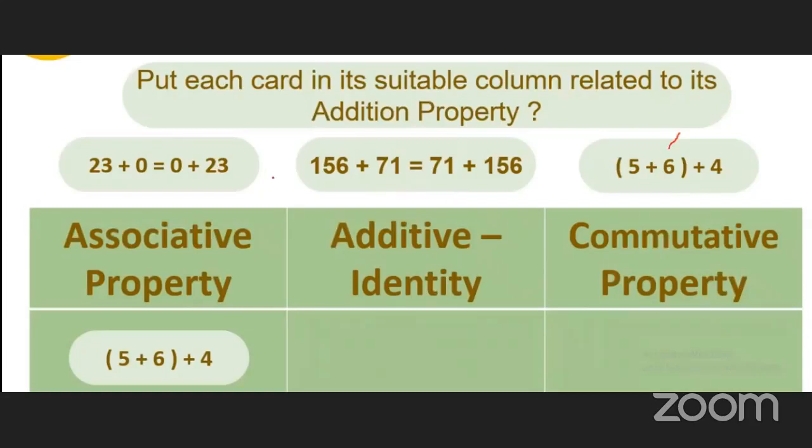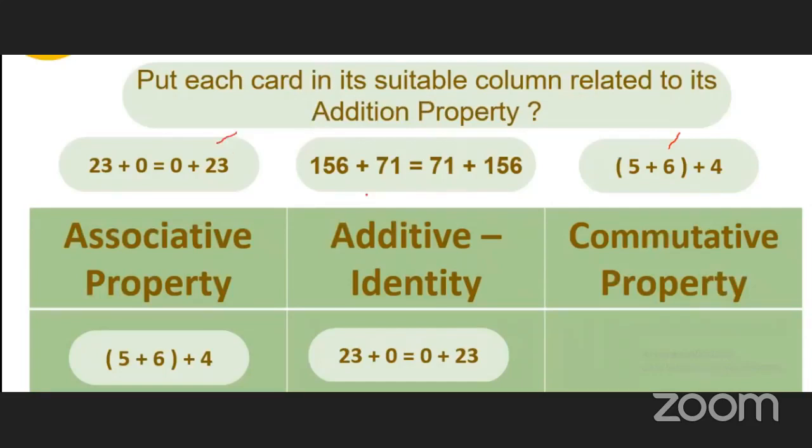Then I have another 2 cards. Which one of these 2 cards refers to and will be written in what? In the additive identity column, the first one or the second one? Excellent. The first one, because additive identity means 0 is the additive identity. When I add 0 to any number, 0 acts as a mirror and we get the same number. So go. We finished with this one, we use it in our playing.